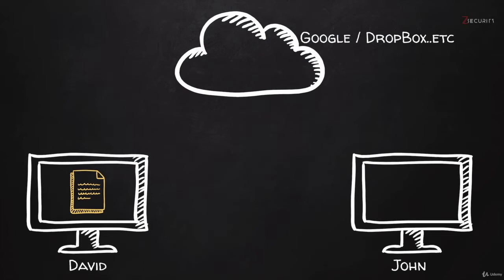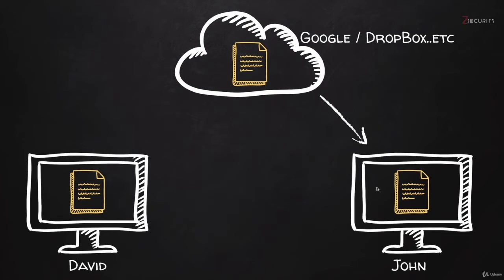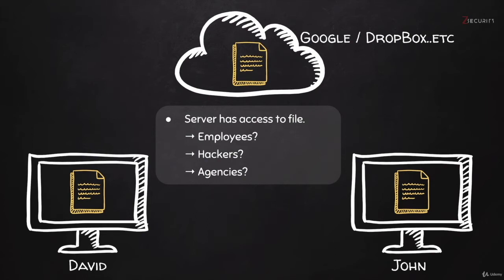Let's say David wants to send a file to John here on the right. And what they want to do is they want to use Google, Dropbox, or even one of the email services that I showed you earlier. So to do that, the file is going to be uploaded to the cloud to a server owned by one of these companies. And then John is going to download this file from the cloud. So the end result is both David and John will have copies of the file, which is fine. But at the same time, the server used to host the file is going to have a copy of this file, which raises a number of problems.